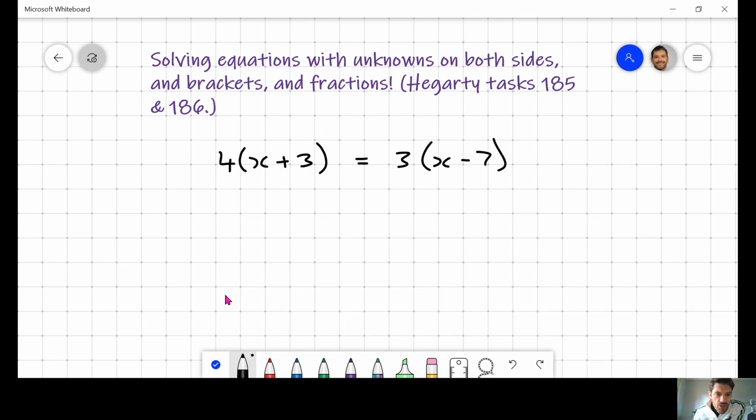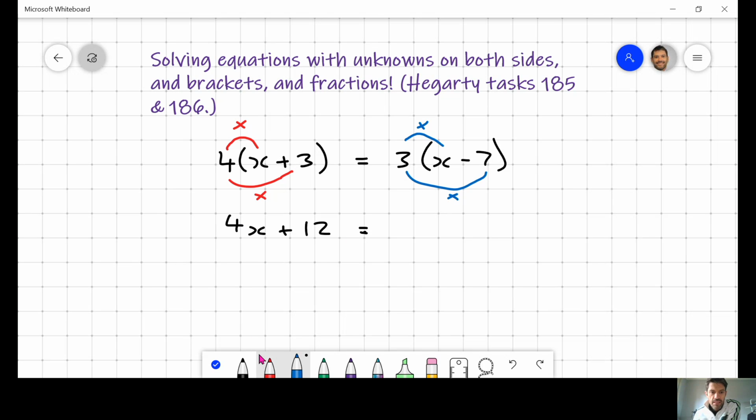So in this, first of all, we're going to expand the bracket. So we do 4 times the x and we do 4 times the 3. 4 times x is 4x, 4 times 3 is 12, positive. And then we do the same over here. We do 3 times the x and we do 3 times negative 7, positive 3 times negative 7. So it's 3x minus 21.